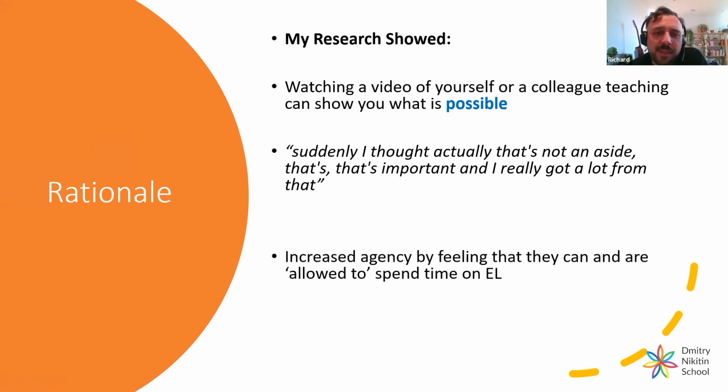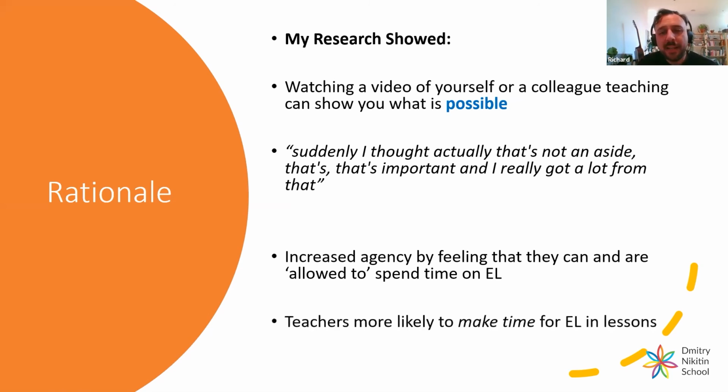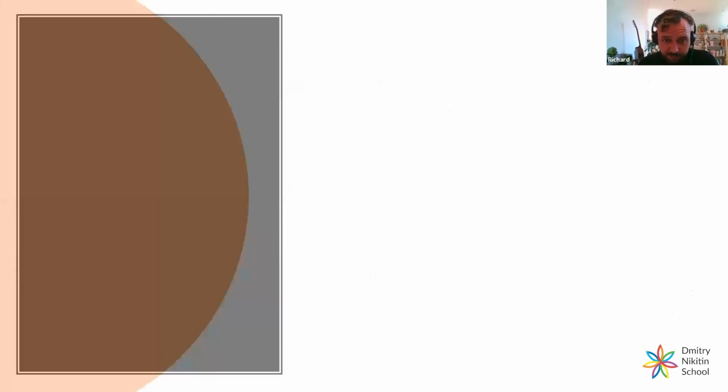One of my participants said this. People felt that they had more agency. They felt that they were allowed to deal with emergent language and not have to just rush on and deal with the target language. Yeah, lots of ways we look at language. Learning language in a linear fashion isn't necessarily the way that languages are learned in lots of perspectives. And the teachers that I talked to were more likely to make time for emergent language after doing these kinds of activities that we've looked at.